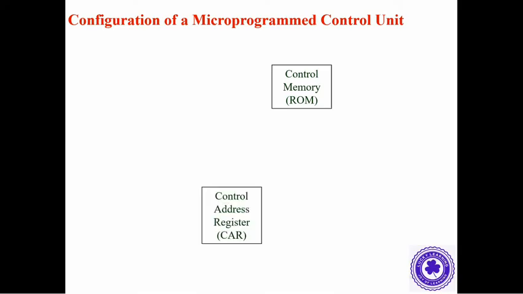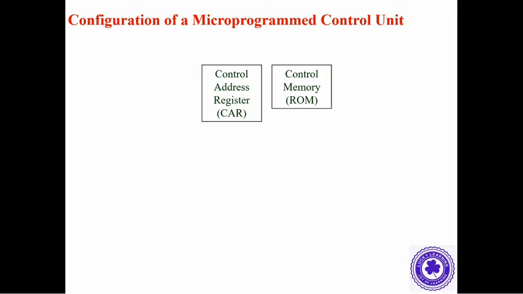Now, when you look at the configuration of a microprogrammed control unit, we have a control memory which stores the microprogram, which contains micro instructions to initiate the micro operations. And we have a control address register, which holds the address in the control memory from which it is going to read the control word and issue micro operations. And whatever control word is read from the control memory is stored into the control data register.